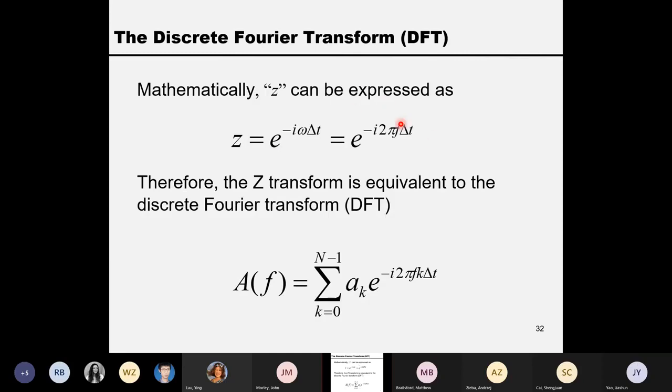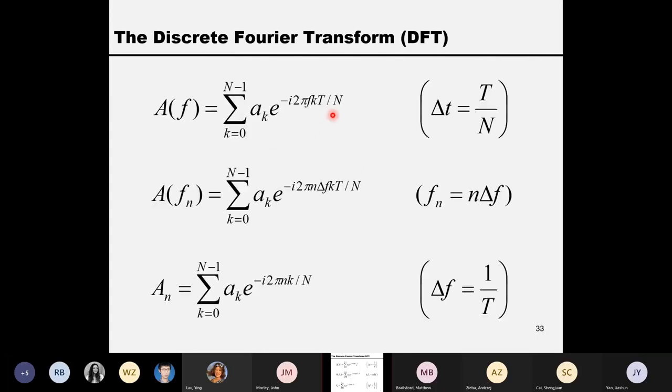That's the phase. So now, if we replace the Z in the Z transform from before, you remember it was AK, ZK, but the Z is equal to e to the power of minus i 2 pi f delta t. You put that here, and that is the DFT, discrete Fourier transform. Okay? Easy, right?